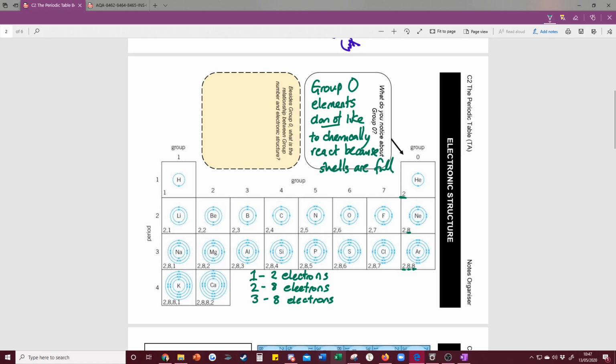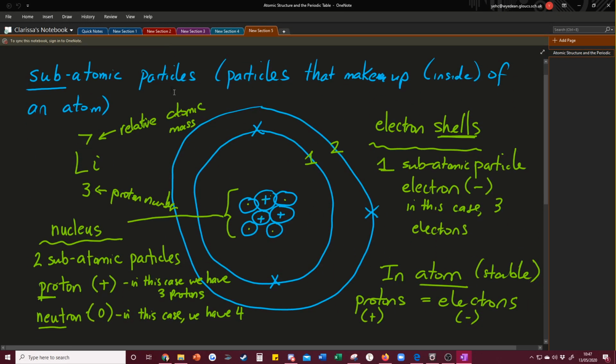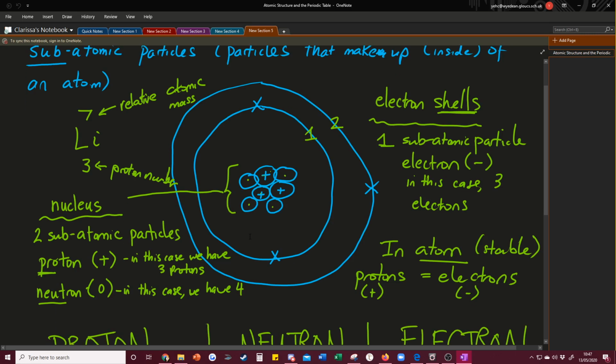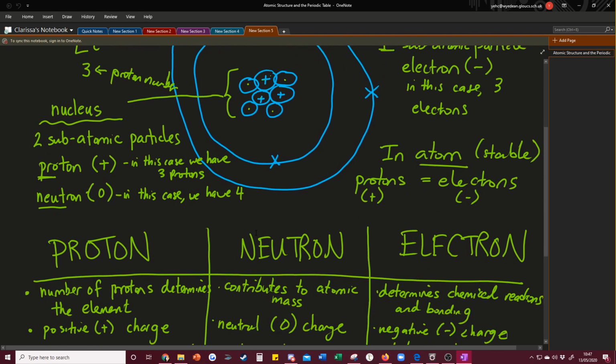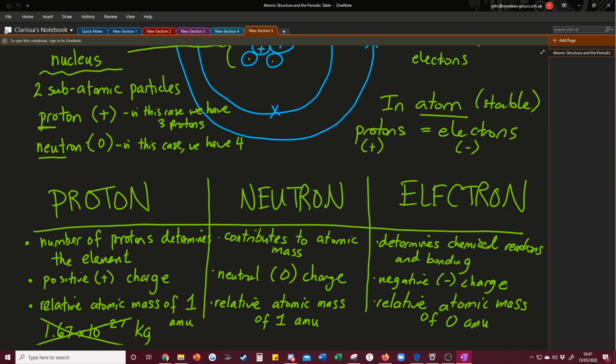So, just as a quick recap of what we've done today, we have recapped our subatomic particles, our protons, neutrons, and electrons. We talked about whether they're positive or negative or neutral. And we also talked about where they are. Now, there is a big difference between the proton, neutron, and electron in terms of what it contributes to in the atom's behavior. So with the protons, how many protons we have determines what the element is. What element do we have?